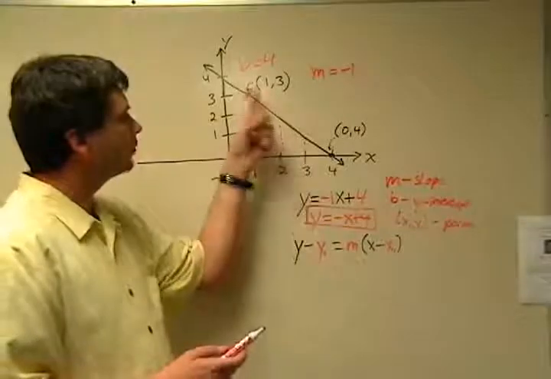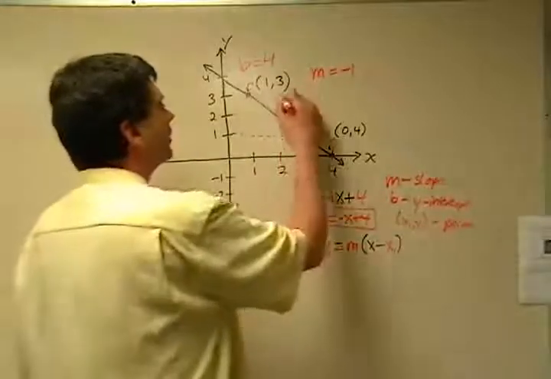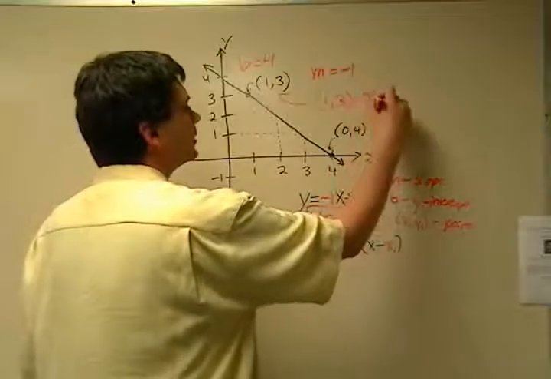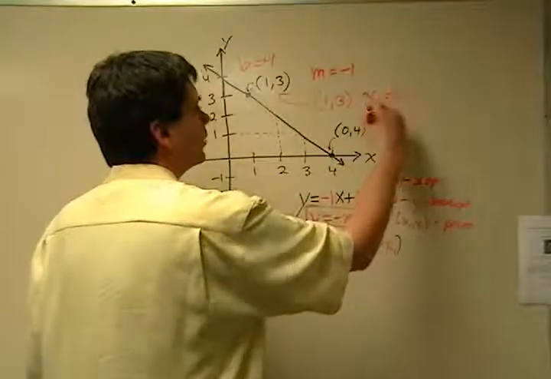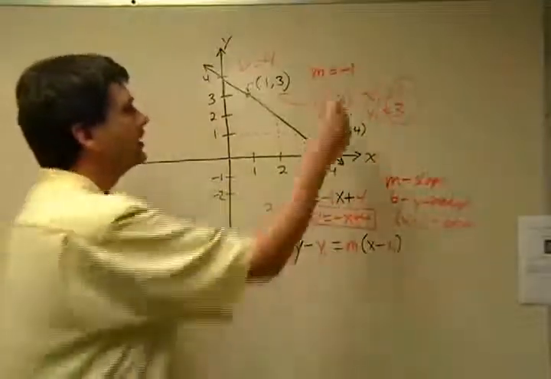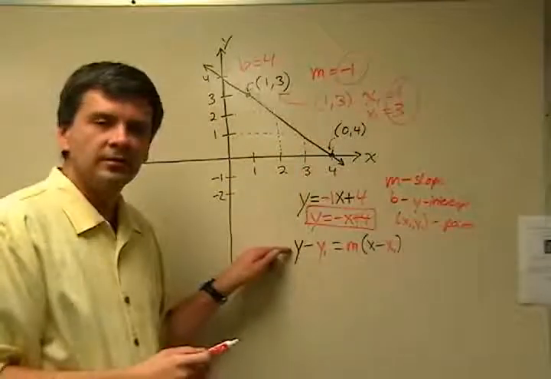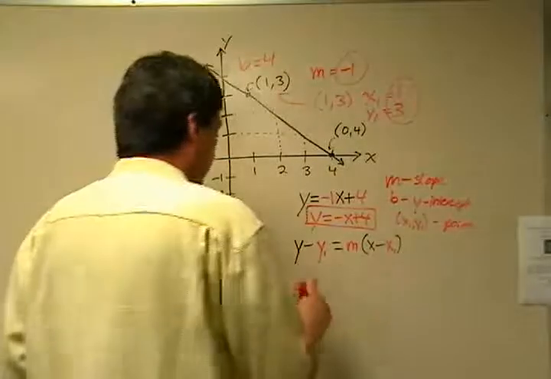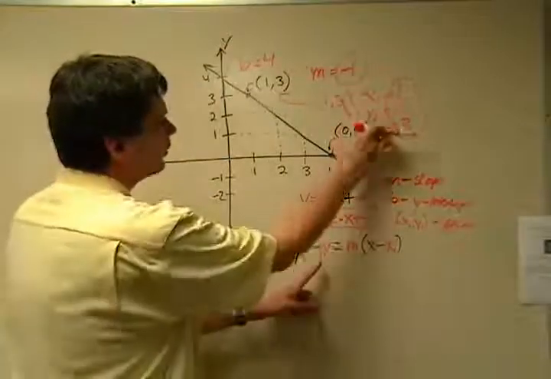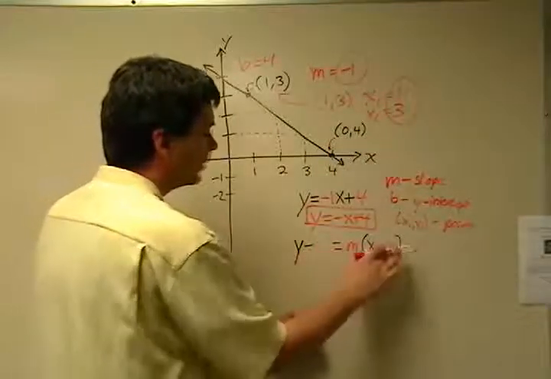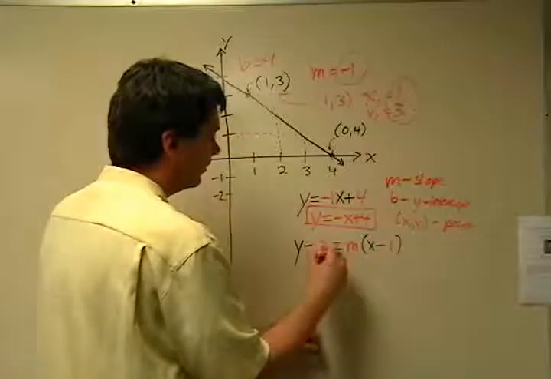And it doesn't matter which point we use. Let's use this point right here. That point is 1, 3, so x1 equals 1, y1 equals 3. And so I can plug those two numbers and the slope into this formula and get the equation for the line. And so x1, y1, I'll plug in the 1 and the 3 right here, the 1 and the 3.